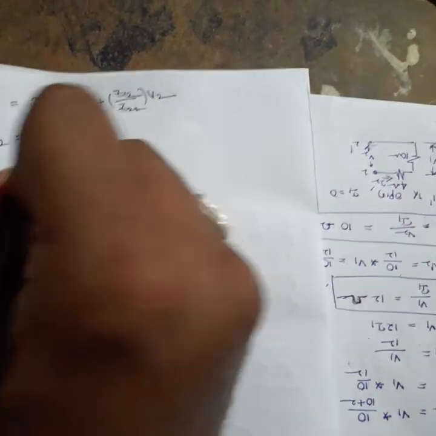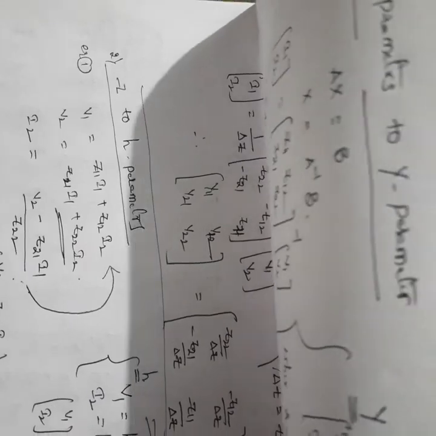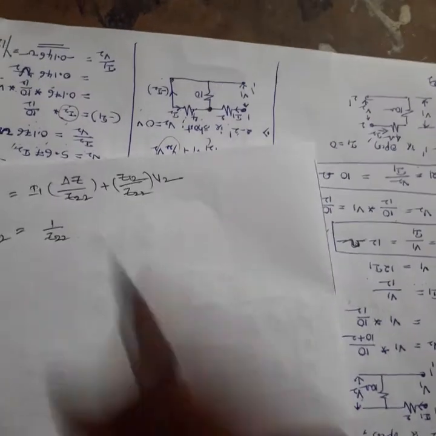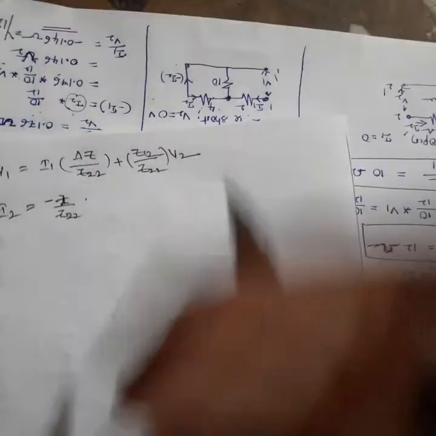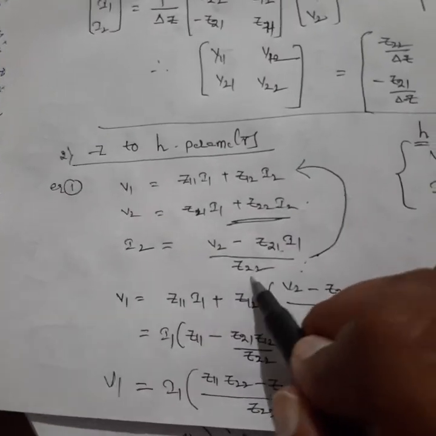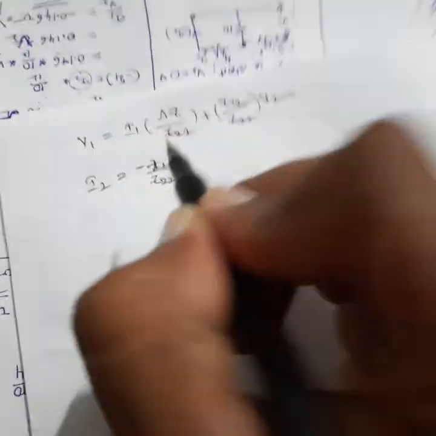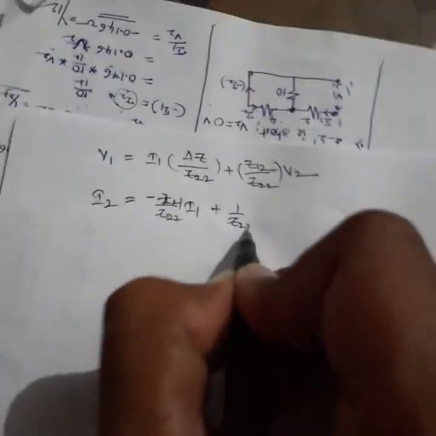This is one, and i2 equals 1 by z22 times i2 first, so minus z21 by z22 i1 plus 1 by z22 v2.